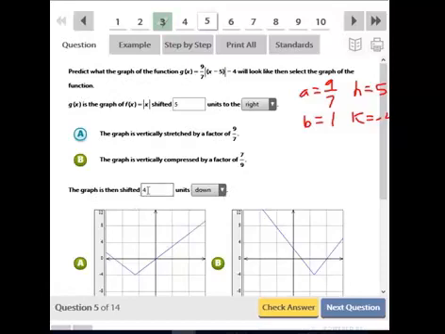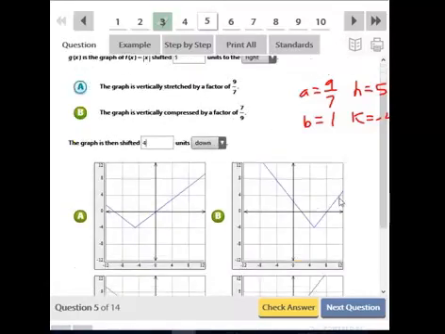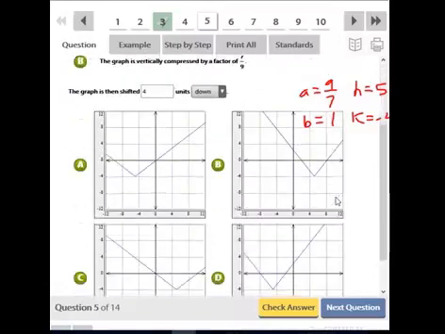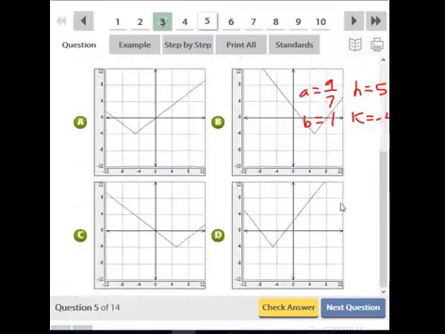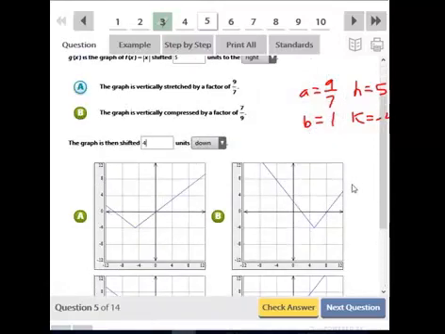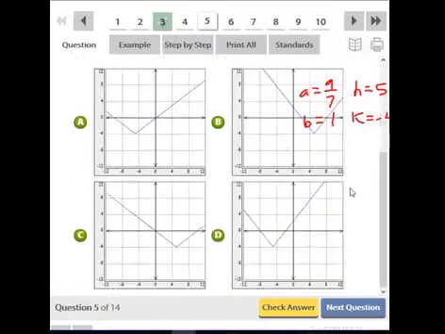So we're going to go positive 4 units, but just in the down direction. We look at the vertex. We're looking for a vertex at (5, -4), which the only ones that are possible are B and C. But now I'm looking for one that looks like it's been stretched in the vertical direction, that looks taller and skinnier. So that's going to be B.